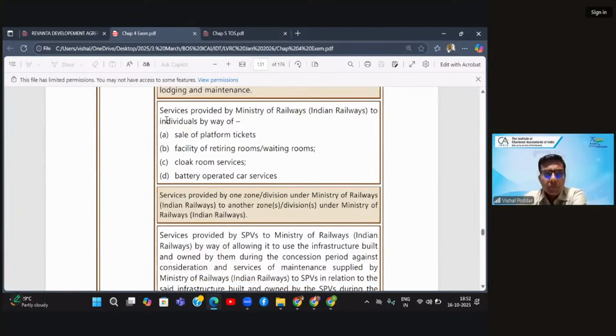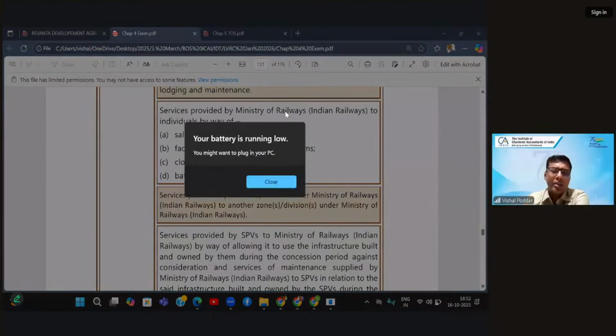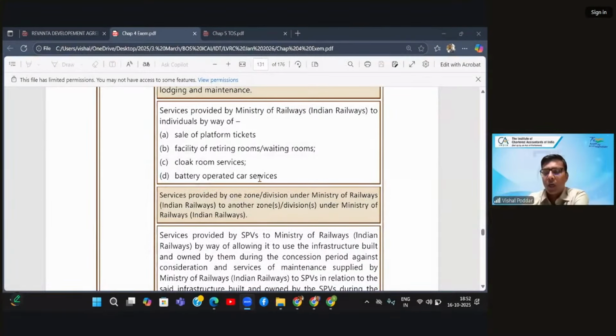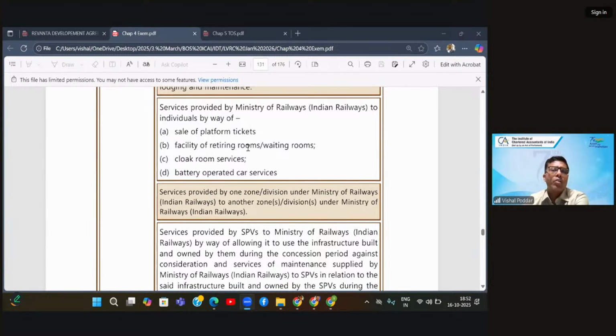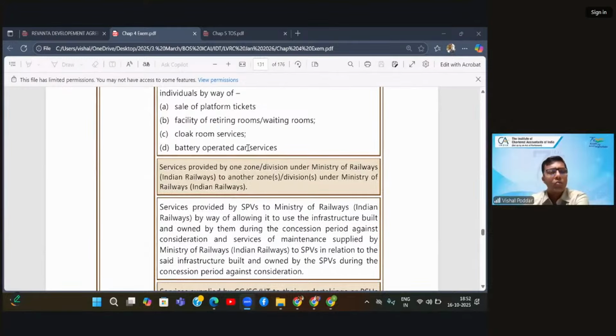Next, following services of Ministry of Railways is exempt. So above we saw the list which says Ministry of Railways always taxable because they are into specified services. However, within Ministry of Railways, following services are always exempt. First, when we go to railway for receiving some of our guests, we buy a platform ticket. Value or the sale price of platform ticket is exempt. Next, facility of waiting rooms. So at times you have some nominal charge for using the waiting rooms, that is exempt.